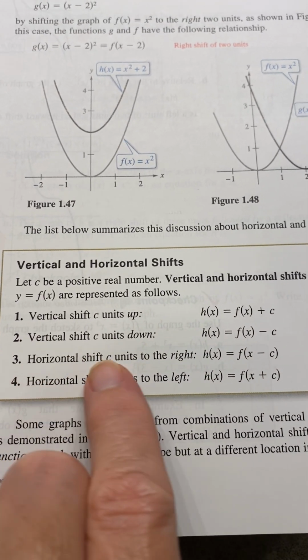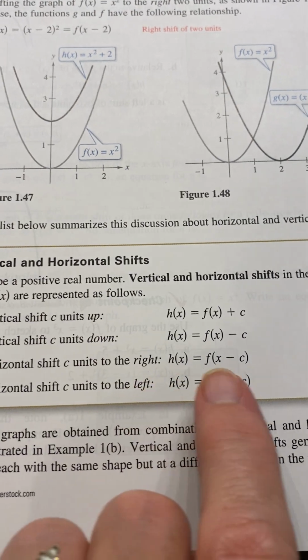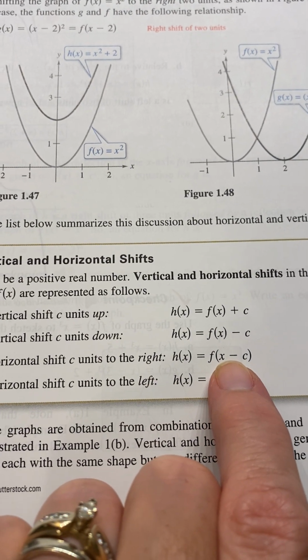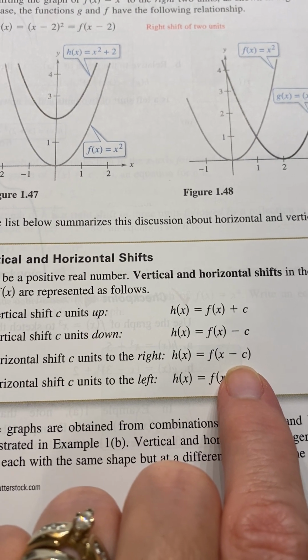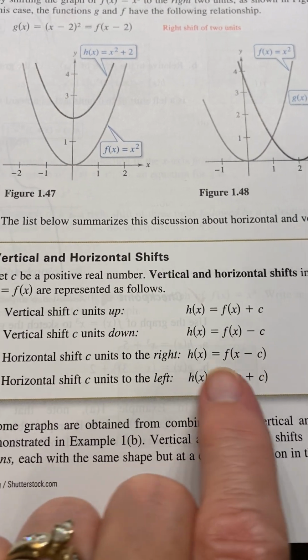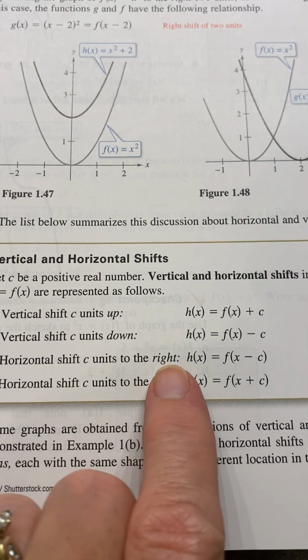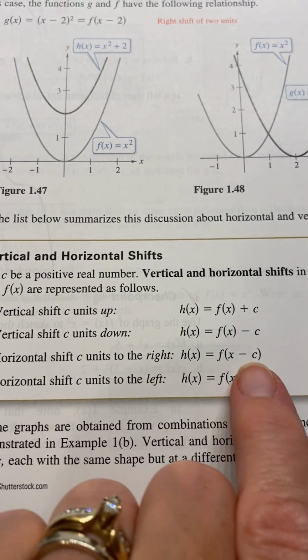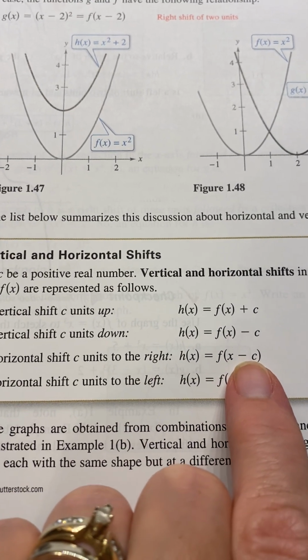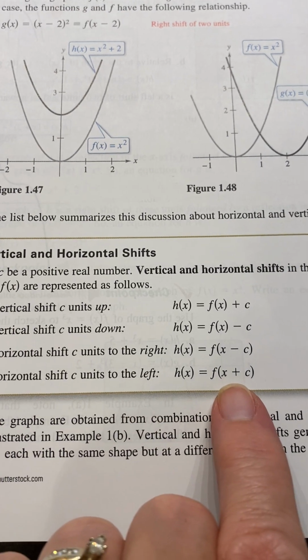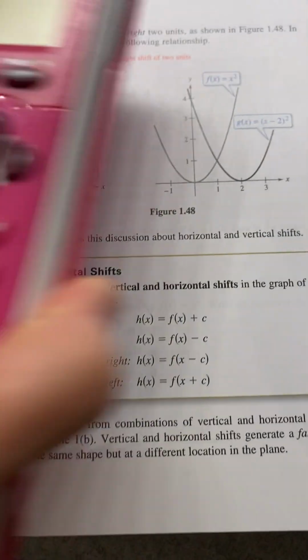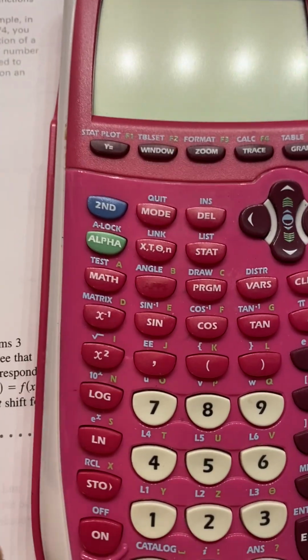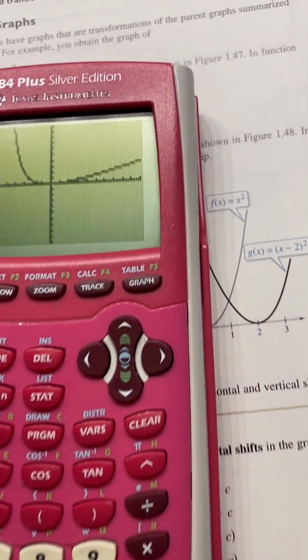Now this is what's interesting. To slide the function to the right, you do a minus C inside the parentheses. I'll show you what I mean by that. So this is counterintuitive because we're going to the right, but it's a minus C. And then to go to the left, it's a plus C. What you could try on your graphing calculator simply is to just try this out.